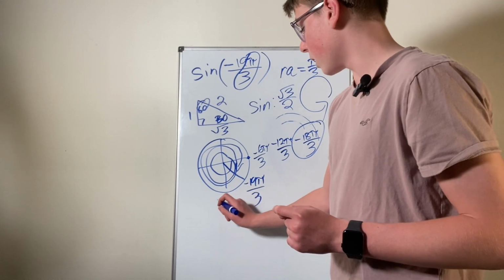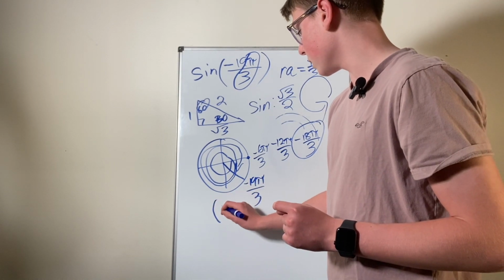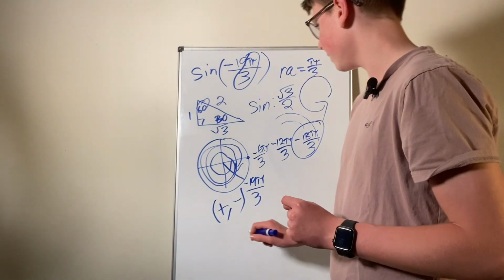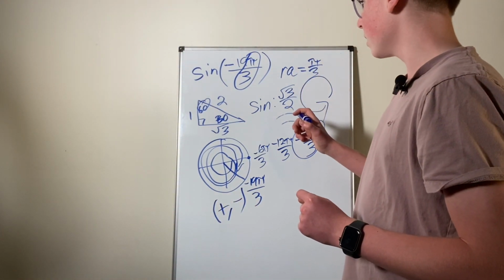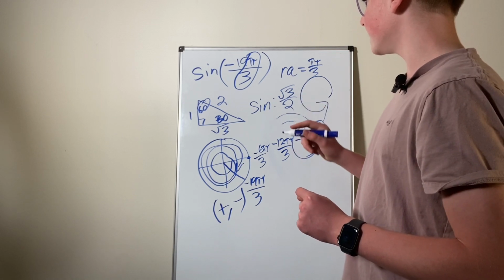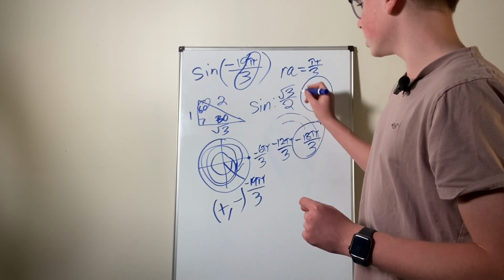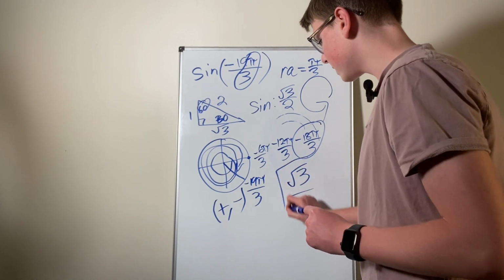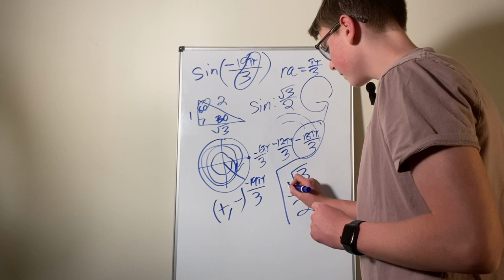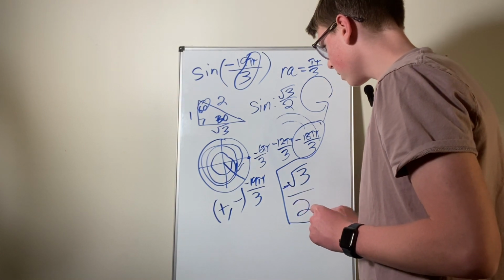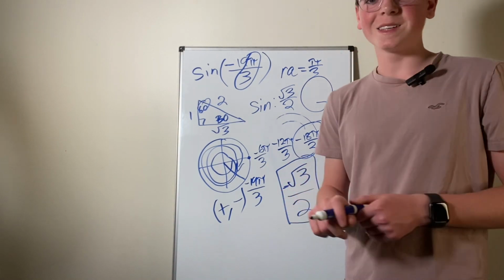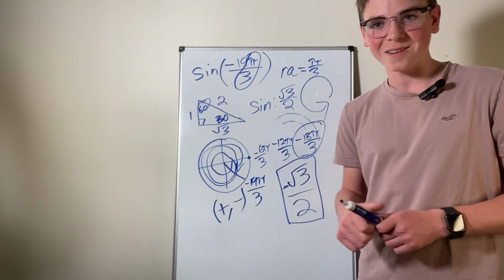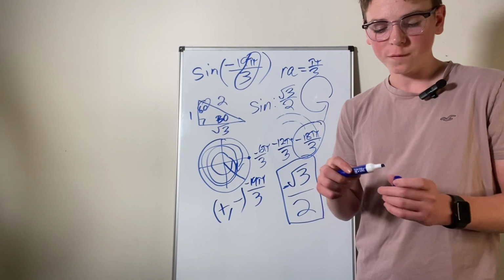So the cosine is positive and the sine is negative. So our sine here of negative 19 pi over 3 is really just this normal sine of pi over 3, root 3 over 2, because sine, never mind. Sorry, it is negative root 3 over 2 because sine is negative in quadrant 4.